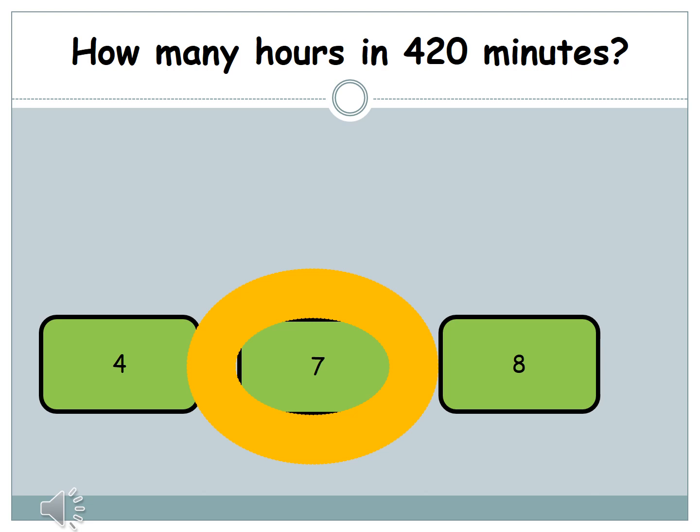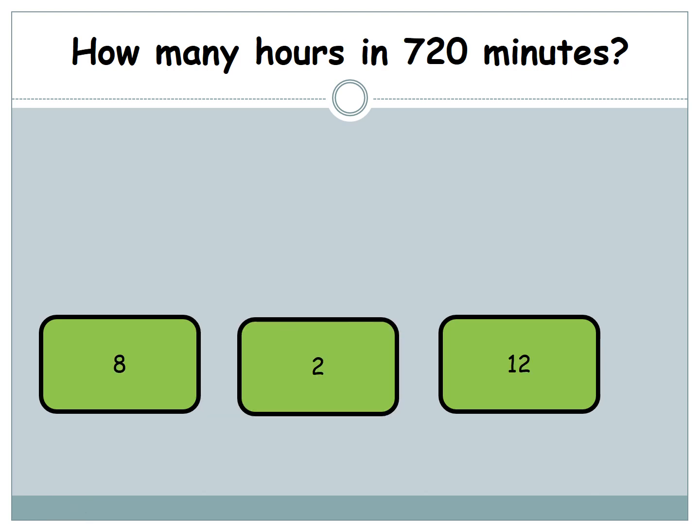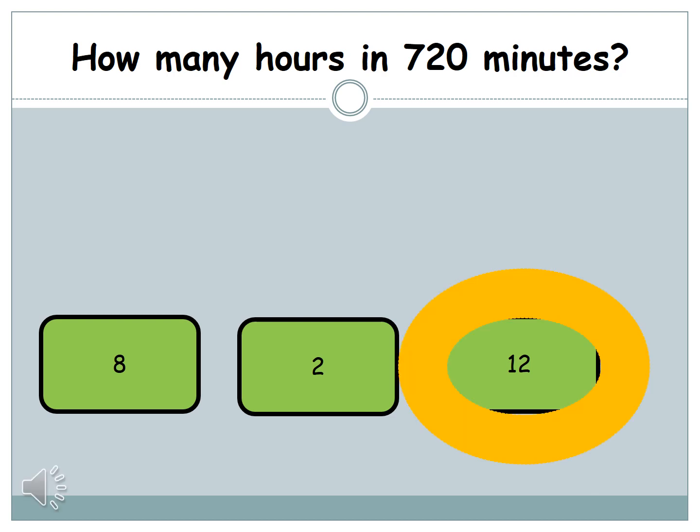You could have done 42 divided by 6, which is 7, and then times it all by 10. So the answer is 12. That's because 72 divided by 6 equals 12. Multiply it by 10 gives you 720 divided by 60, that equals 12.